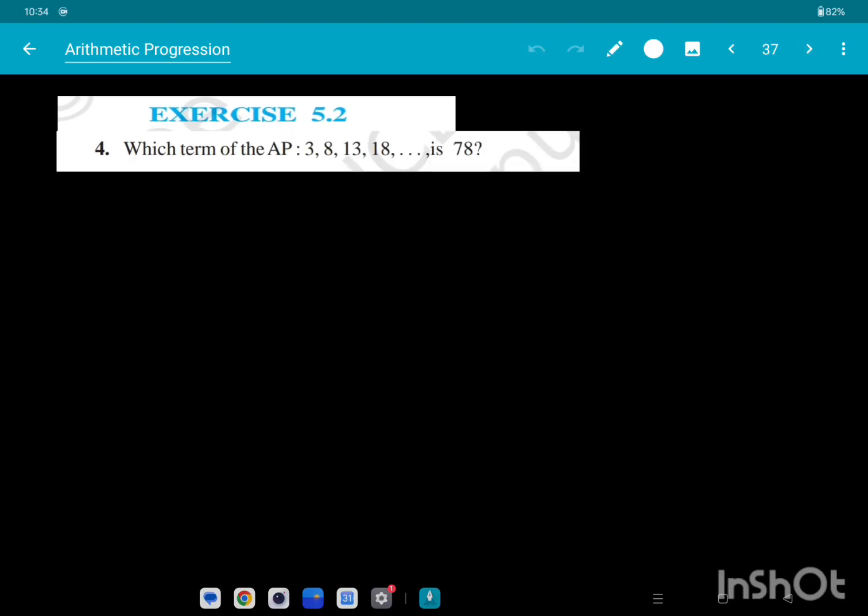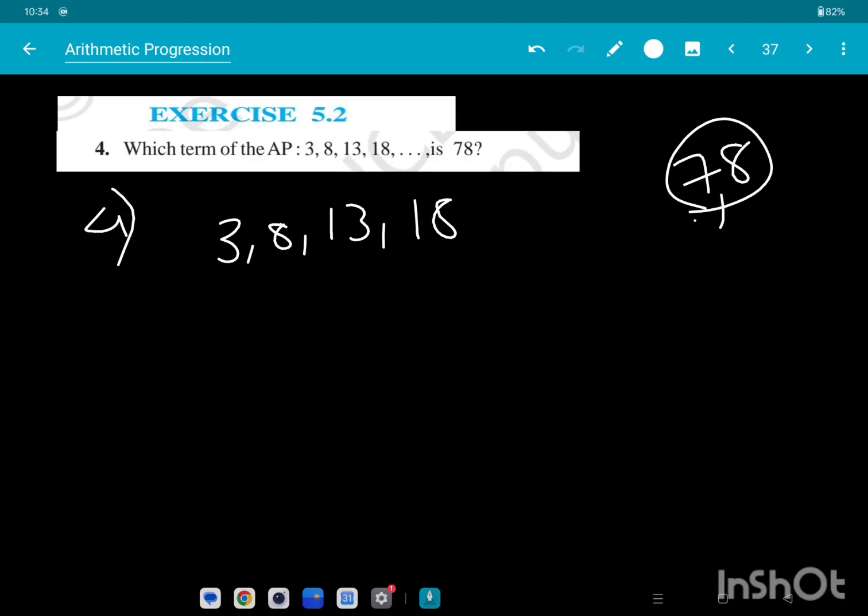Which term of the AP 3, 8, 13, 18 is 78? So it was given. So the AP is 3, 8, 13 and 18. We need to find which term is 78. Right? So the n value is what we need to find here.